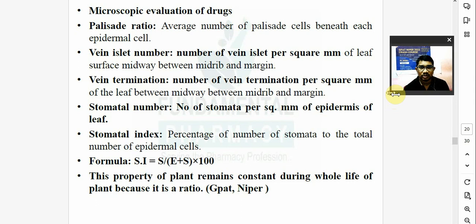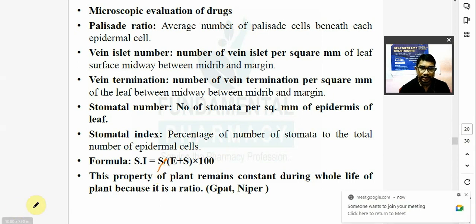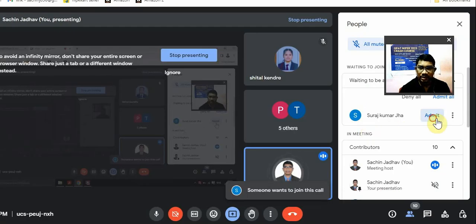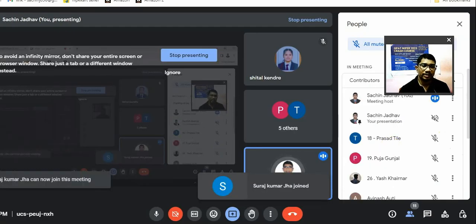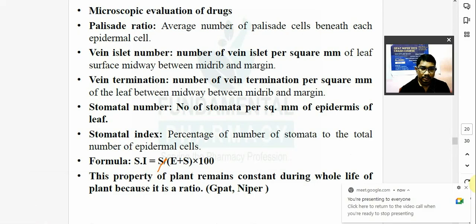So just remember, the stomatal index of a plant will remain constant throughout the life of the plant, because the stomatal index is a ratio. Stomatal index is nothing but S divided by E plus S. What is S? Number of stomata. And E is the number of epidermal cells. This stomatal index property of a plant will remain constant throughout the life of the plant. You have to remember this.